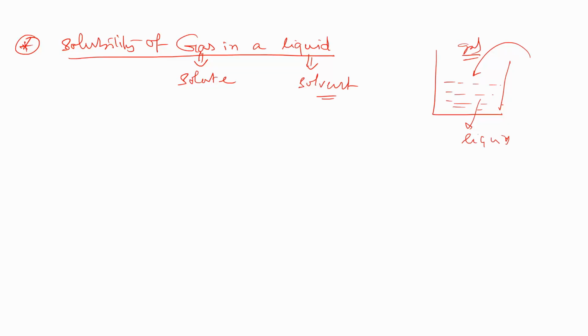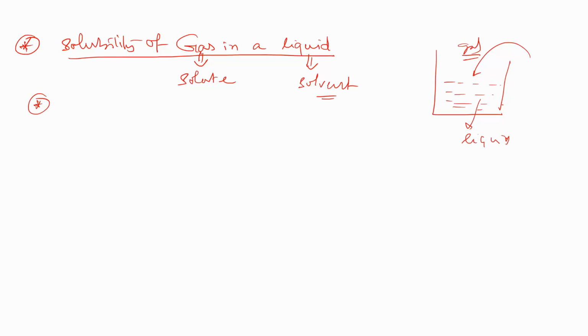So there is a possibility. It is not that solubility of a gas in a liquid is impossible. There are examples in our nature of gas being soluble in liquid. But there is some effect of temperature and also pressure. What will be the effect? That is the main point.